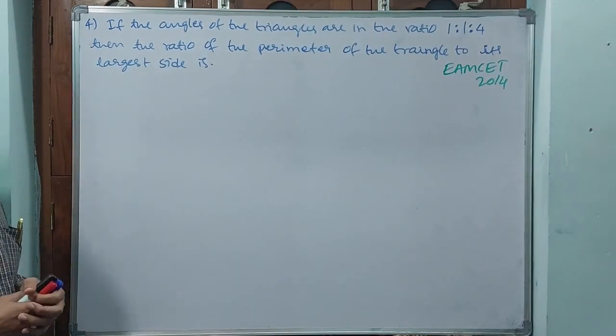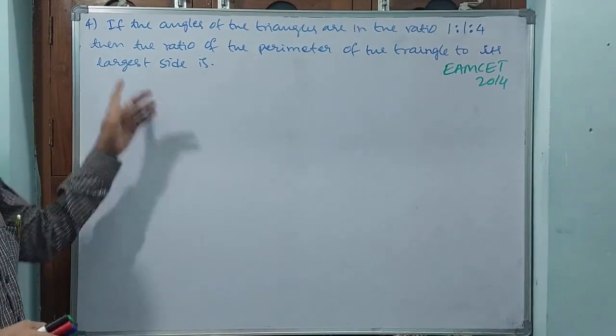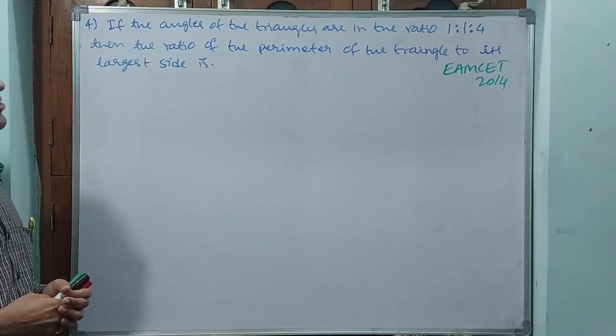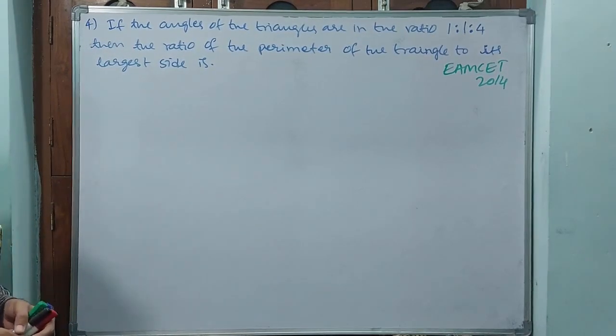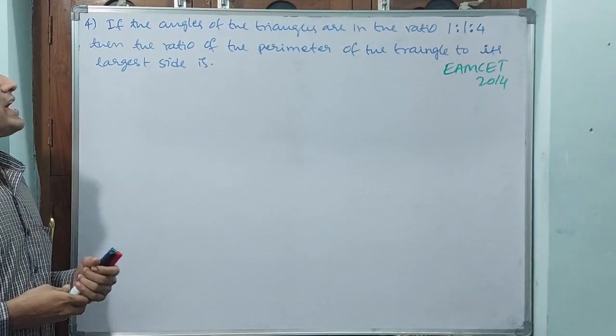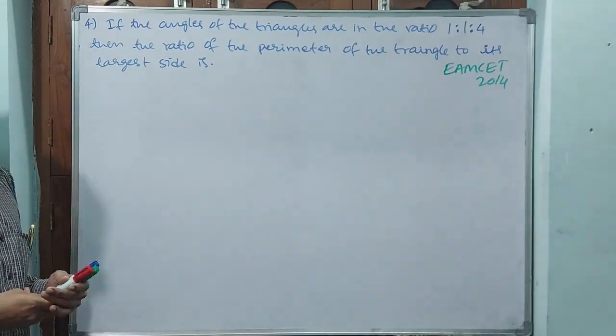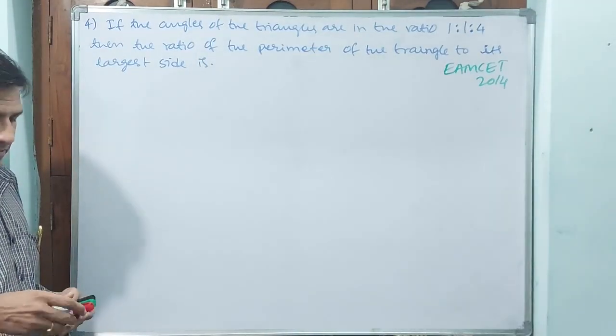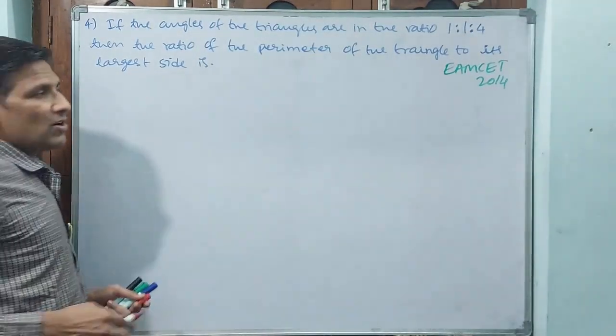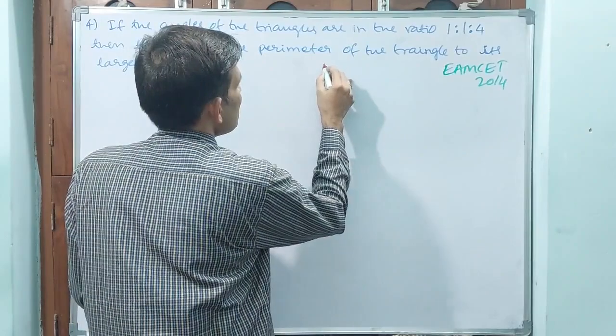Okay, see question number 4, MHT-CET 2014 question. If the angles of the triangle are in the ratio 1:1:4, those are angles, then the ratio of the perimeter of the triangle to its largest side is. Okay, let us first draw the figure. Why? Because if I draw the figure, then you can understand it easily.